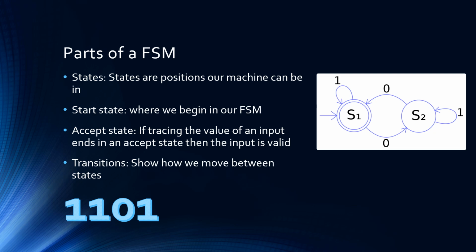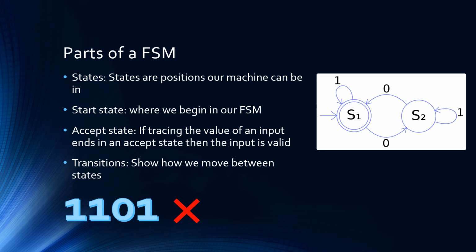If we're in S1 and the input is a 1, it simply returns back to S1, so we stay in the first state. The next digit is also a 1, so it also returns to state 1. When we get the 0, we move from state 1 to state 2. When we get the 1, we go from state 2 and we just return back into state 2 again. We're at the end of our number and we're not in an accept state, so we know that this is not a valid input to this particular system.